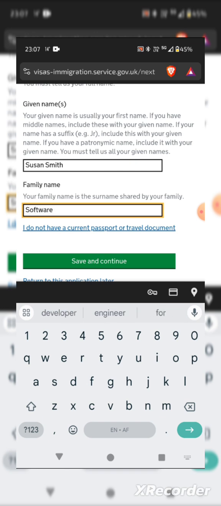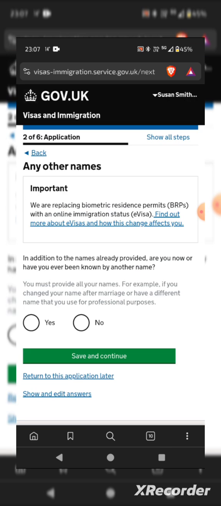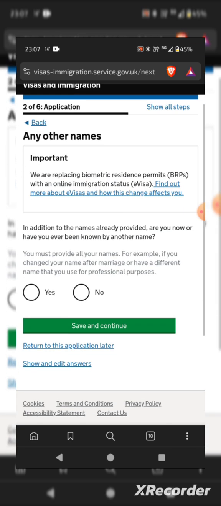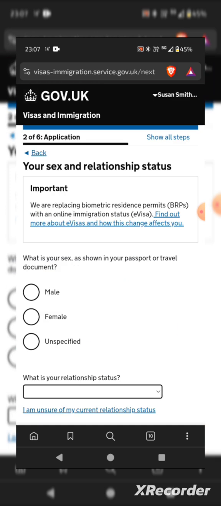Software. Whatever. Okay. So you take save and continue. Any other names? Do you have any other names? You add it here. If you don't have any other name, you take no. You take save and continue.